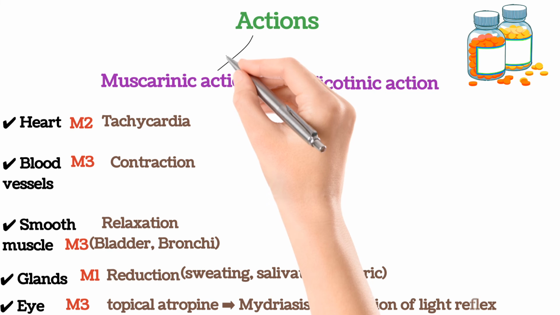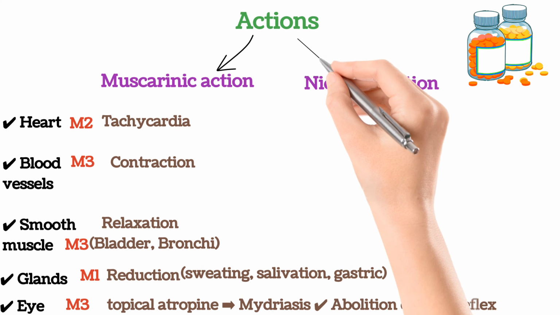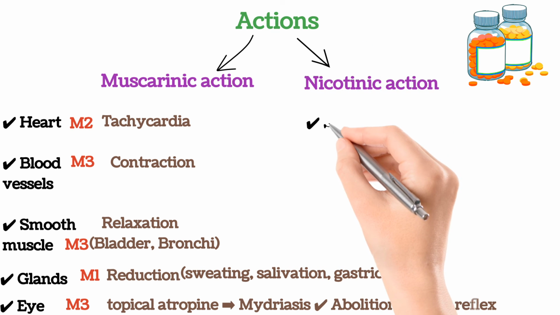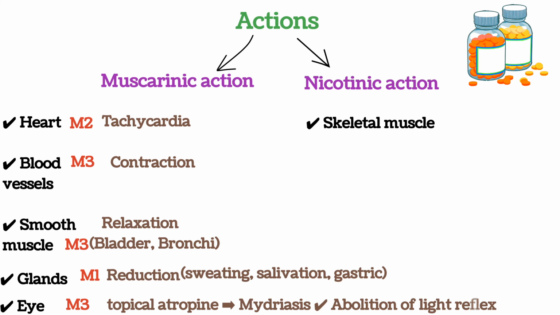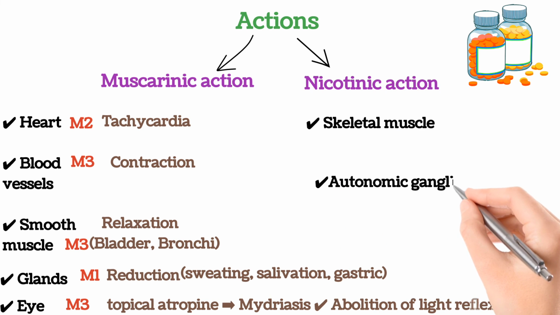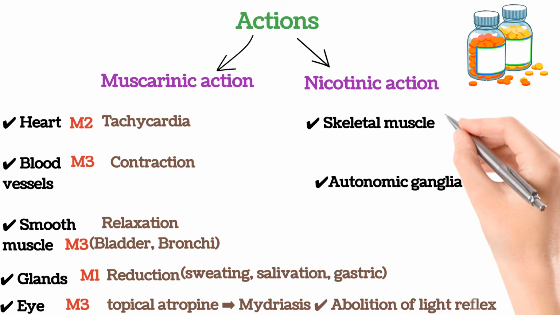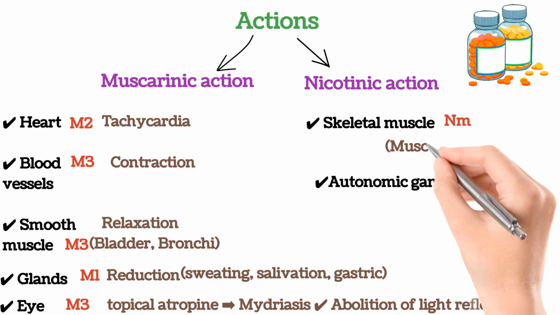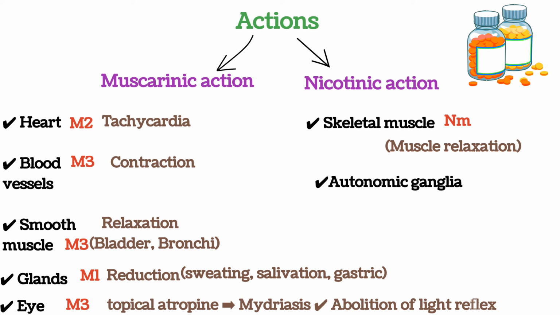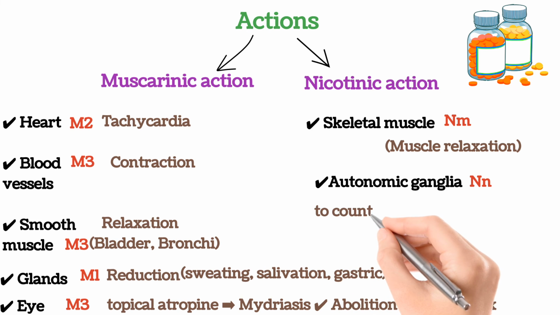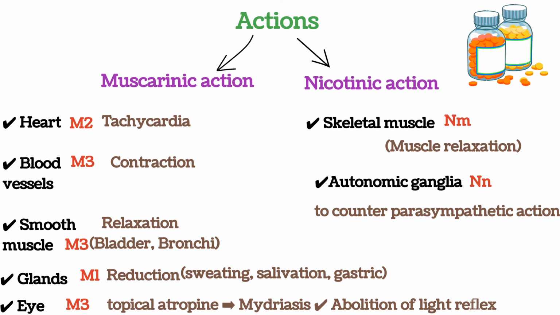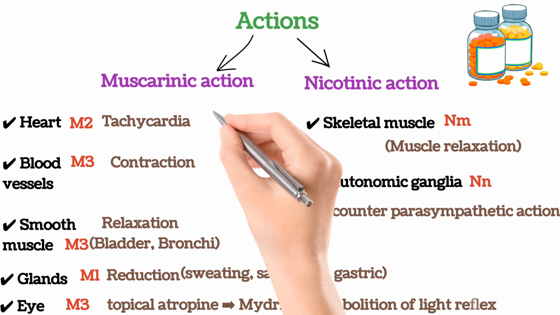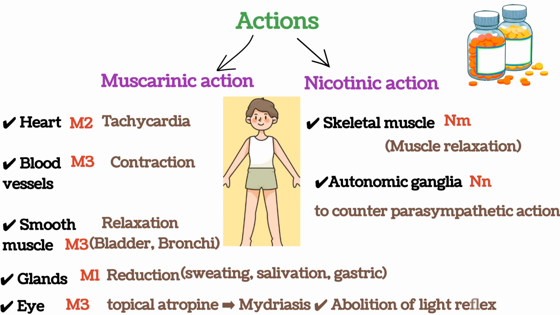Now let us go through nicotinic action, where skeletal muscle and autonomic ganglia involved. So there it was contraction of skeletal muscle. So through NM receptor, certainly here will be opposite action, that will be skeletal muscle relaxation, correct. And in autonomic ganglia, through NN receptor, it will counter parasympathetic action, means it will bring parasympatholytic action by countering the parasympathomimetic action.